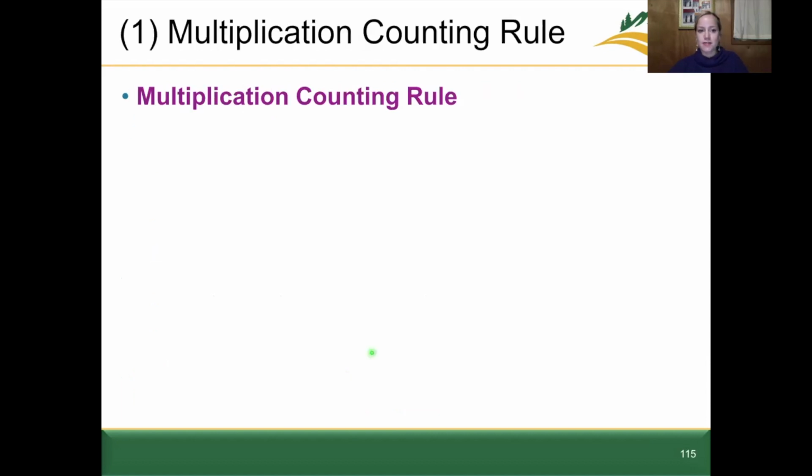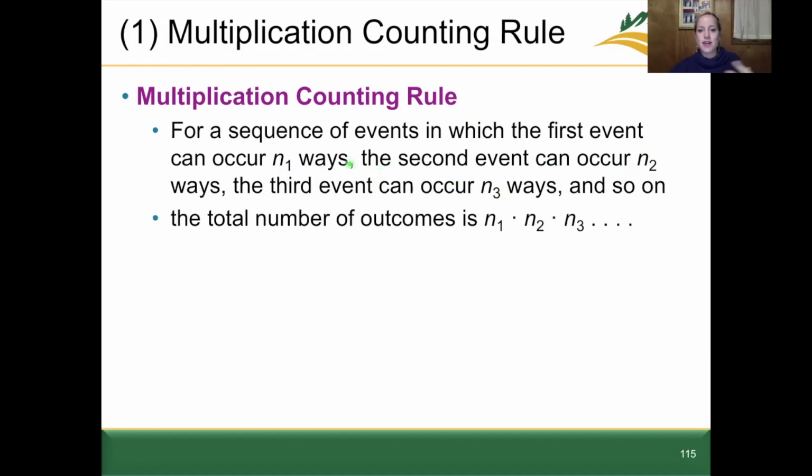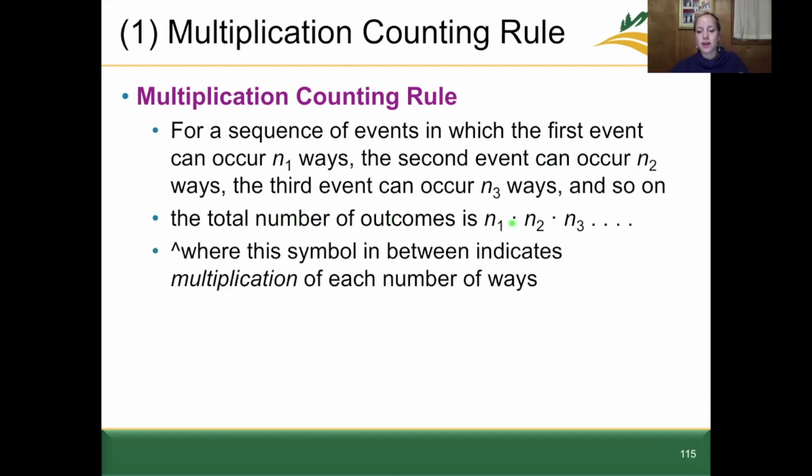We're going to start out with the first, so the multiplication counting rule. In the multiplication counting rule, we have a sequence of events in which the first event can occur n1 number of ways. The second event, or subscript n2, can occur this many different ways. The third event, or n subscript 3, can occur this many different ways, and so on. Then if a situation like this is what we're trying to solve for, then we can calculate the total number of outcomes as n1 multiplied by n2 multiplied by n3.